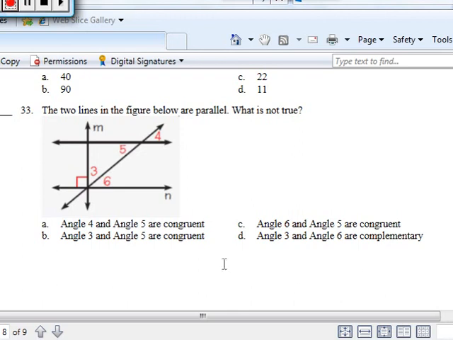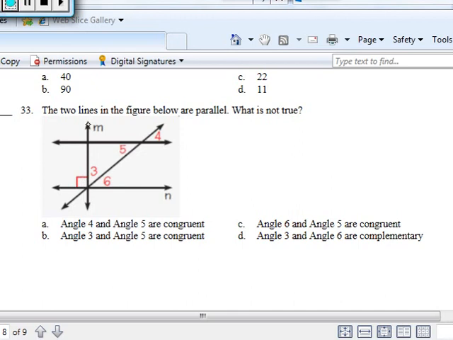3 and 6 are complementary. Would 3 and 6 be complementary? Yes, because these lines are perpendicular. Do you see the right angle here? That means you have a right angle here as well. So 3 and 6 would be complementary. So obviously, the correct answer would be B. They're not congruent, but they do have a relationship. Let's go into this. This is extra information.